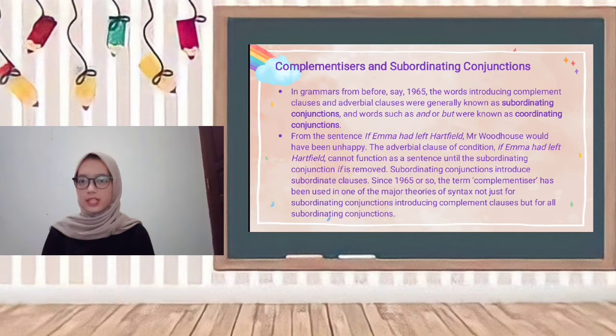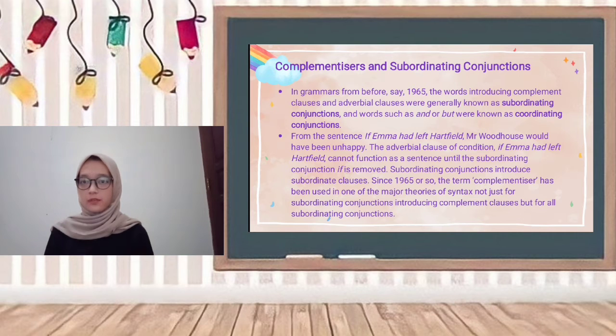Complementizers and subordinating conjunctions. In grammars from before, say, 1965, the words introducing complement clauses and adverbial clauses were generally known as subordinating conjunctions, and words such as and or but were known as coordinating conjunctions. From the sentence, if Emma had left Hartfield, Mr. Woodhouse would have been unhappy, the adverbial clause of condition if Emma had left Hartfield cannot function as a sentence until the subordinating conjunction if is removed. Subordinating conjunctions introduce subordinate clauses.